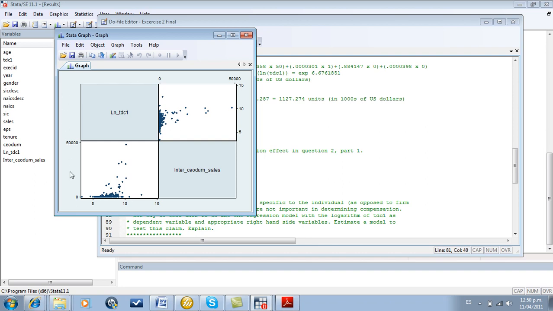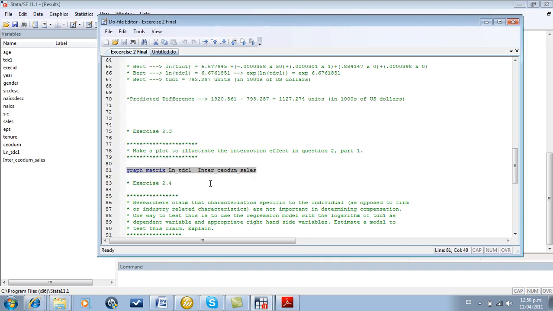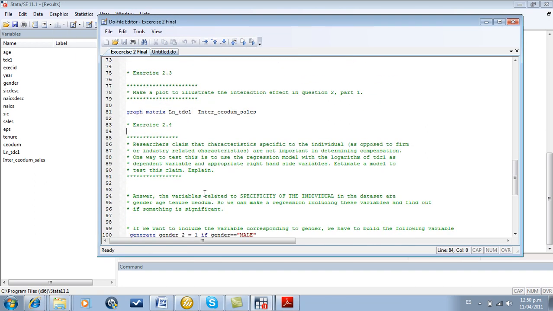Well, here we have the graph, the interaction term, and the logarithm of total compensation. I'm going to close it. Okay, we can continue with exercise 2.4.